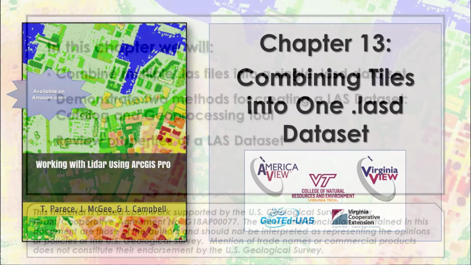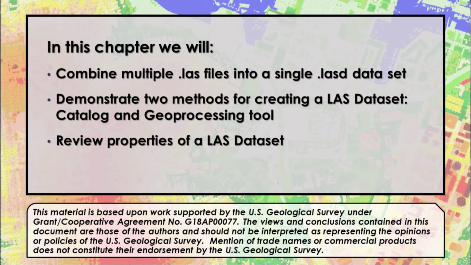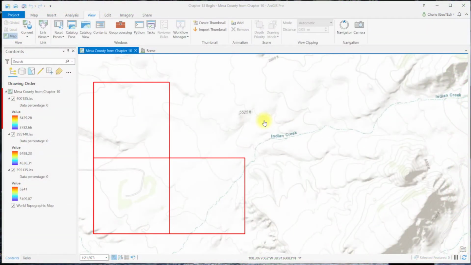Chapter 10 introduced the 2D map project template and the 3D scene project template for adding LAS tiles. In that chapter, multiple tiles were added to a map project and displayed as separate data files, each one with its own unique stretched values. In this chapter, we'll demonstrate how to create one dataset from multiple LiDAR tiles.